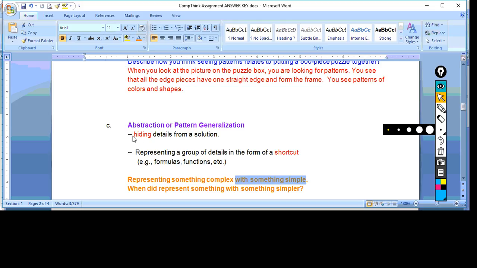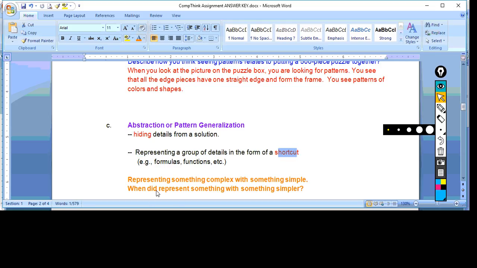The details of what's happening when we flick the switch on are hidden to us. We don't care. All we care is that when we flip the switch, it either turns the light on or turns it off. The light switch represents all the processes that go on to make it work, to make electricity flow and everything. We just represent all that with a flick of the switch, the shortcut.